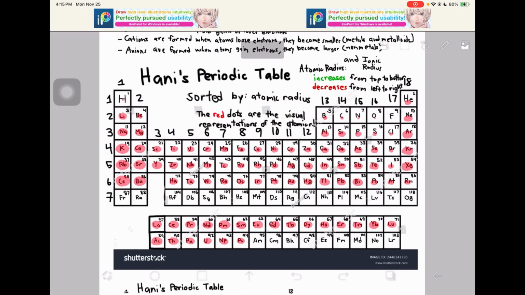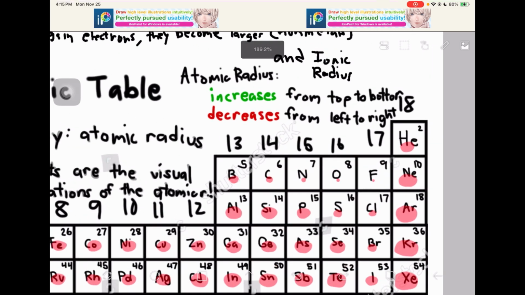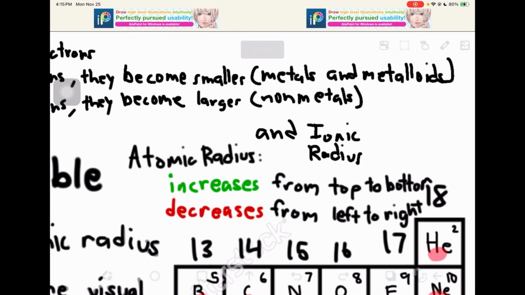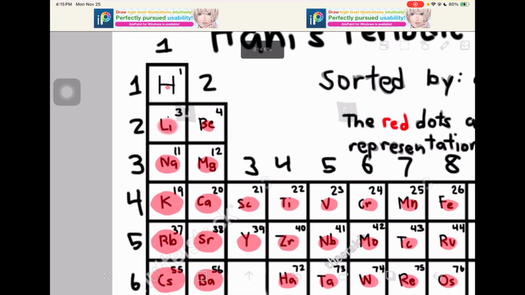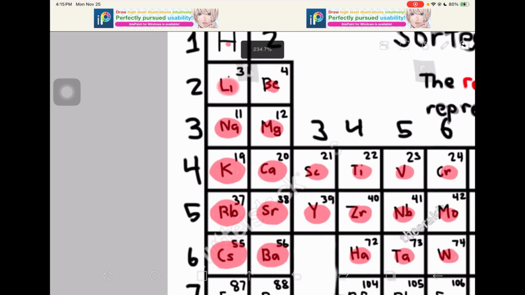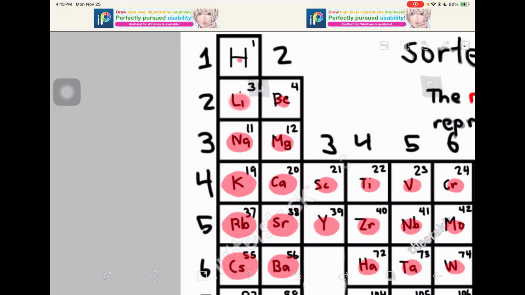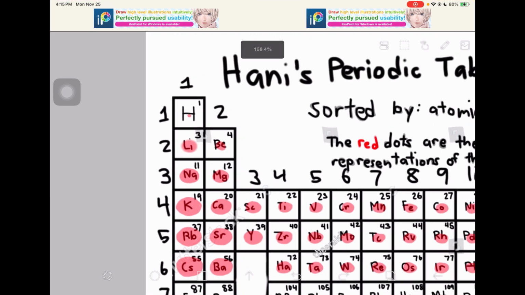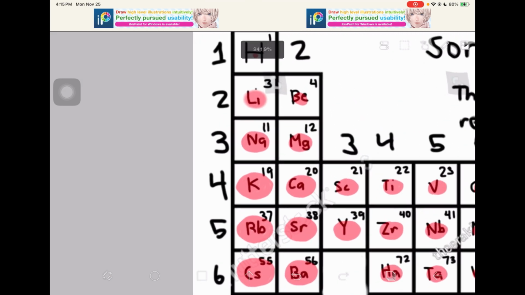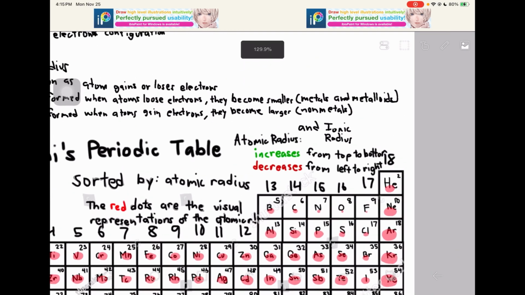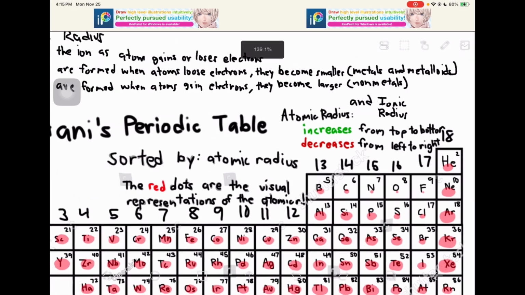I've made this special table because both atomic radius and ionic radius increase from top to bottom. Which means if you start from the top and work your way all the way to the bottom, as you could see, the circles, which are supposed to represent our atomic and ionic radius, they get larger. However, when going from left to right, they get smaller.